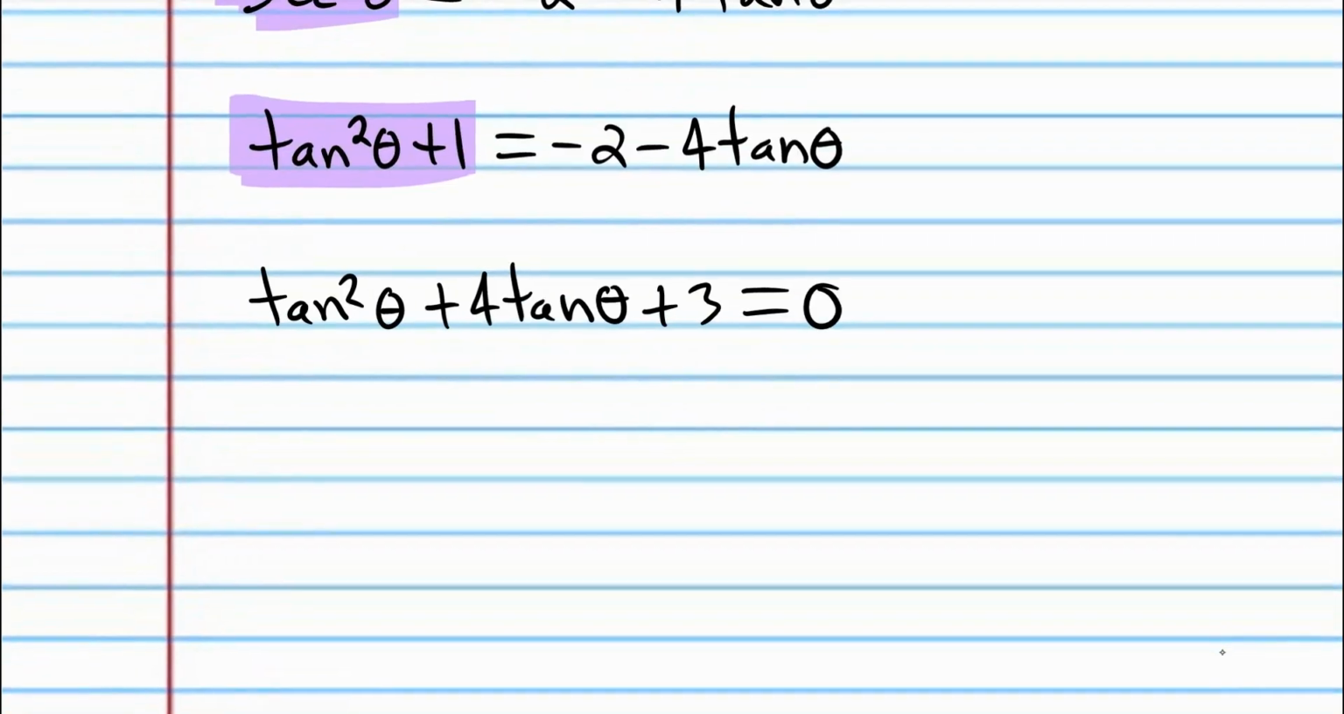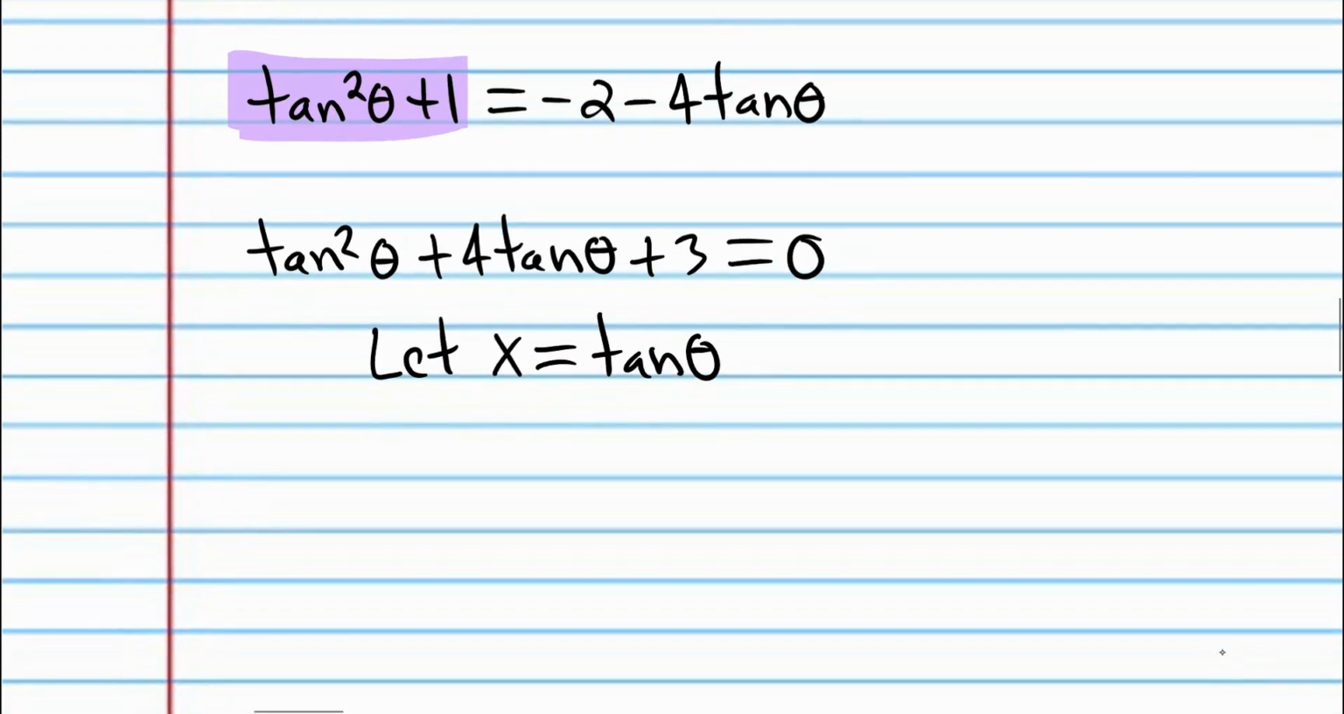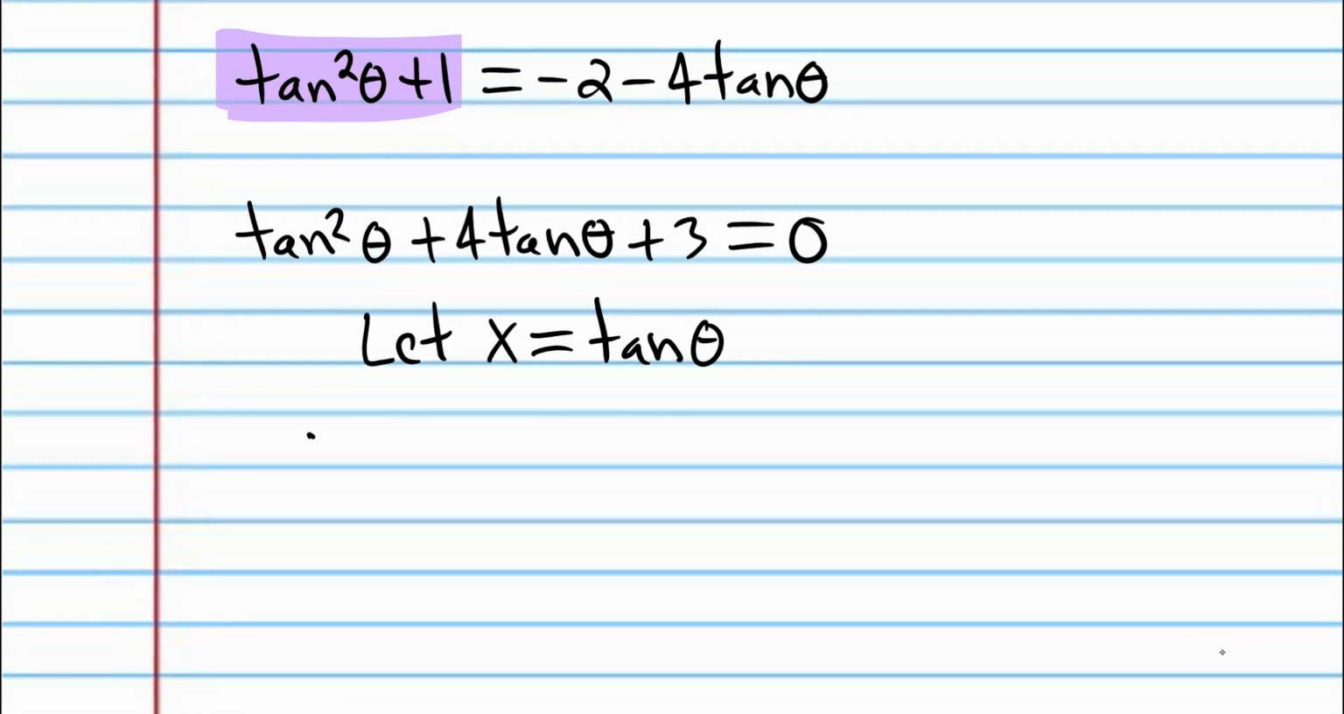And now we have something that resembles a quadratic expression because we have some trigonometric expression squared, and then we have a trigonometric expression that is not squared, and then we have a number that has no trigonometric expression. So it might be easier for you to see if we let x equal tangent theta. You don't have to do that. But so now we get x squared plus 4x plus 3 is equal to 0.